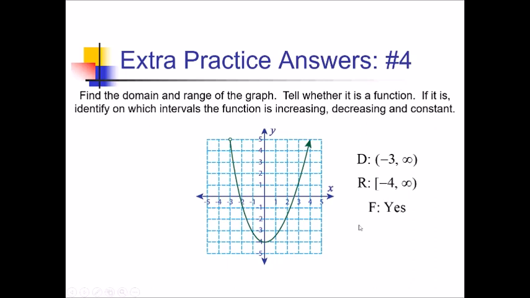For the increasing interval, our function is turning around right here at x equals 0. So from 0 until positive infinity, our function is going up. So we can say 0 to infinity, parentheses, is our increasing interval. And then from -3, where we have this endpoint here, down to 0, we're decreasing. So -3 comma 0 is our decreasing interval of x values.